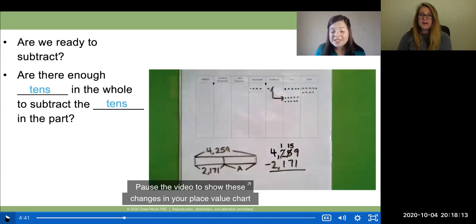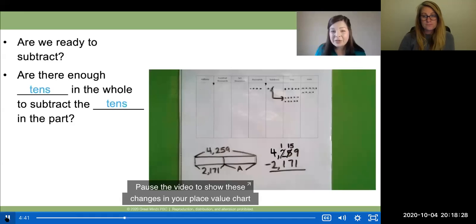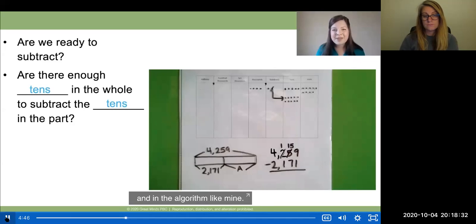She is doing a very good job at identifying all of her place values. Notice how she said she had 15 tens. Well, she has 15 in the tens place. And now she has 1 hundred, so 1 in the hundreds place. Pause the video to show these changes in your place value chart and in the algorithm like mine. So if you have not reflected these on your place value chart or in your algorithm, then go ahead and do that right now.